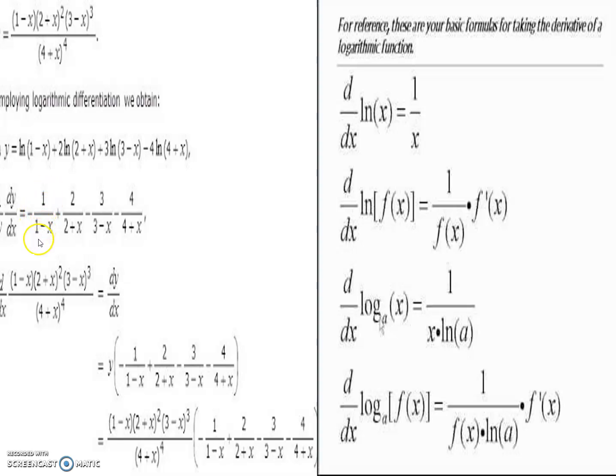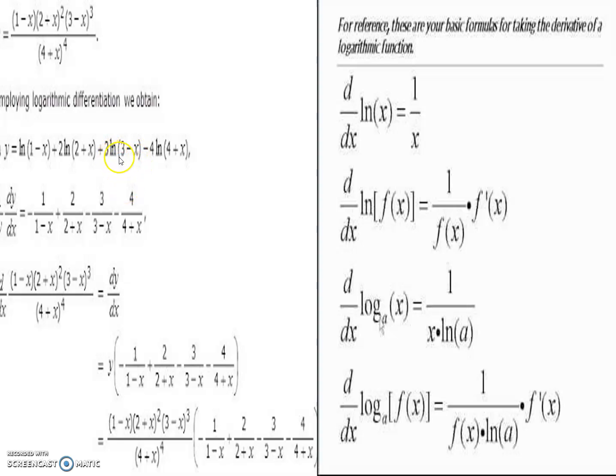What is the derivative of ln(1 minus x)? It is obviously 1 upon 1 minus x, and the derivative of minus x is minus 1. 2 remains the same. The derivative of ln(2 plus x) is 1 upon 2 plus x, but the derivative of x is 1. Plus, how is it possible?